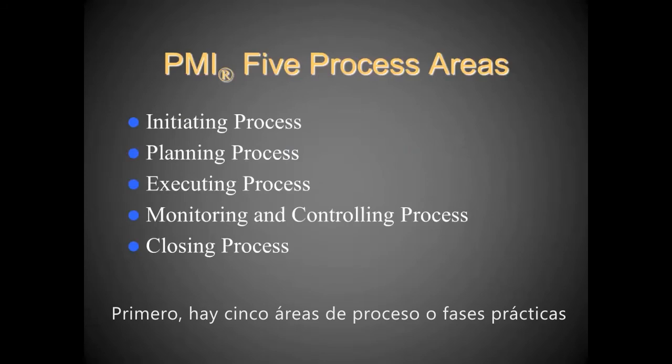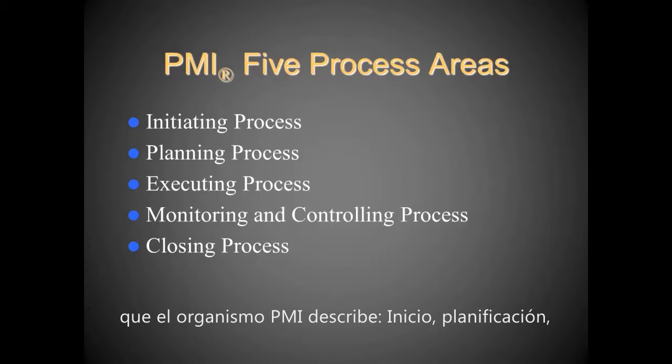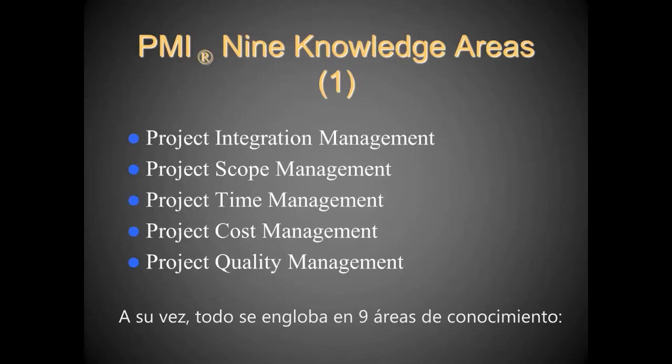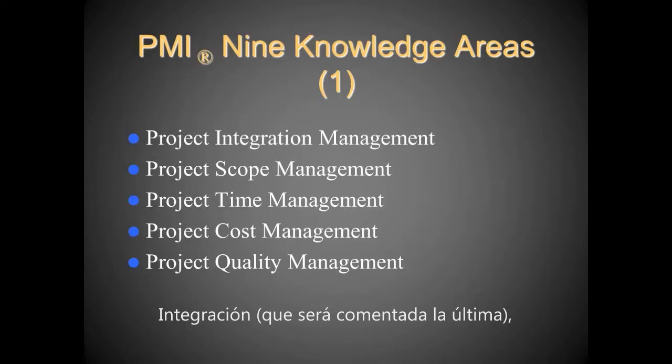Let's talk about some foundations. First, there are 5 process areas or 5 process groups that PMI outlines. The initiating process, the planning process, the executing process, the monitoring and controlling process, and the closing process. Then there are 9 knowledge areas. Now, the 9 knowledge areas, integration is the first one, but that's actually the one we'll talk about last. Let's talk about the other 8 first.